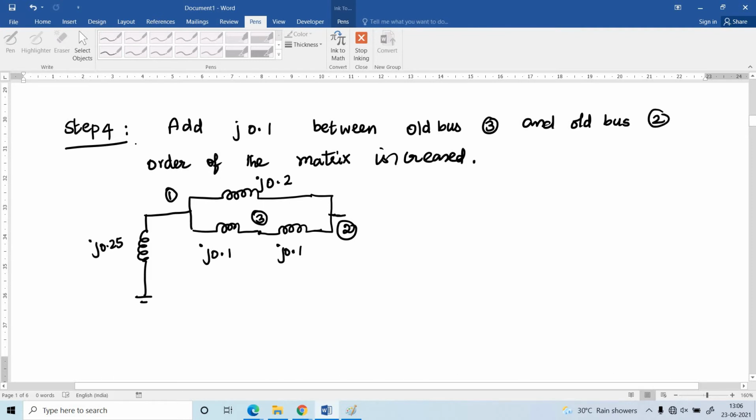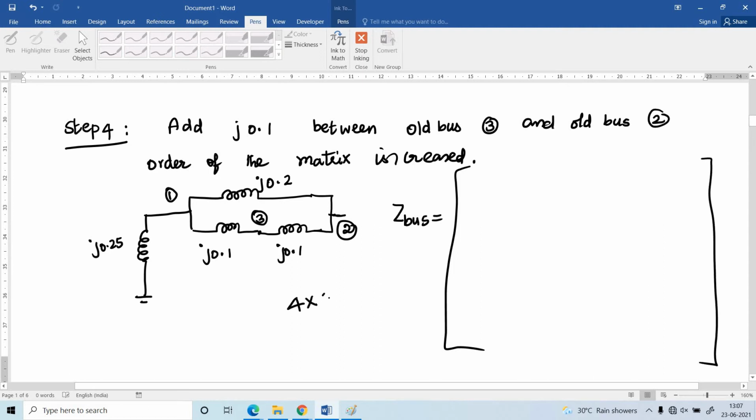Next, I am going to explain step number 4. Add j 0.1 between old bus 3 and old bus 2. The order of the matrix is first increased, then we have to eliminate the last column and last row to make the ZBUS 3 cross 3. The reason is there are no new buses added in this step. Okay, now I am going to write the ZBUS matrix. What is the order of the ZBUS matrix? That is 4 cross 4.